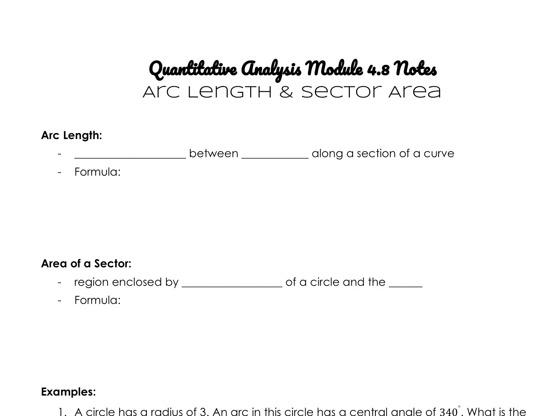The first thing we're going to talk about is something called arc length and sectors in circles. Arc length is the distance between two radii along a section of a curve. So if you have a circle and you have two radii, the arc length is the distance between those on the outside.